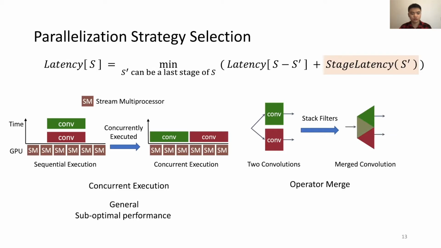Operator merge is not universally applicable because we cannot always find such a kernel to do all the computation of S prime. However, it usually has a better performance because it reduces the number of kernel launches and potentially reduces memory accesses. We say usually here to indicate that sometimes it may be slower than concurrent execution. For example, we may enlarge a kernel to make it fusible with other kernels, which increases the computation. Therefore, IOS would try both strategies and select the better one.